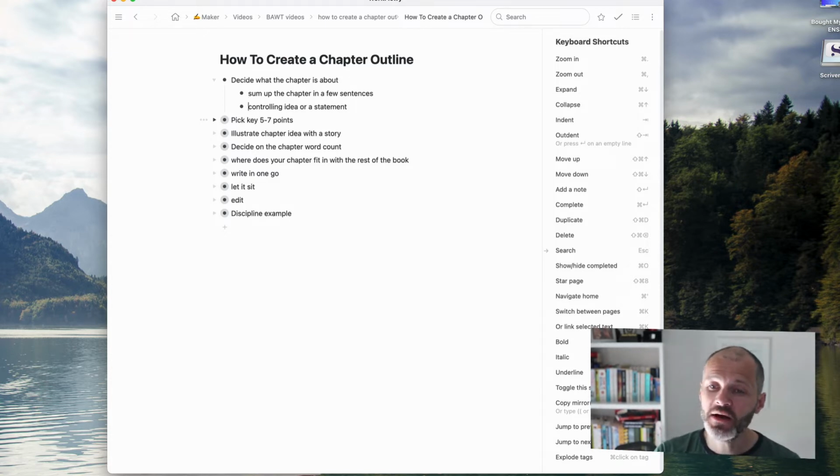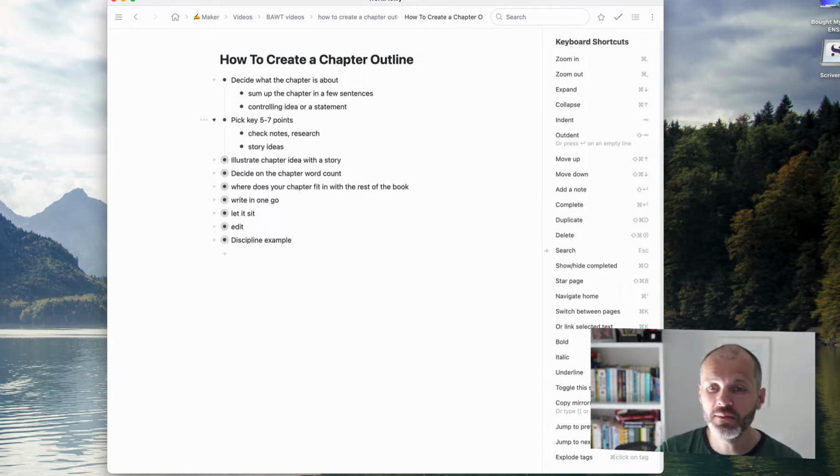Deciding what the chapter is about is also known as coming up with the controlling idea, or a statement, or a summary. And doing all of this will help you with your chapter outline. Next up, once you've understood what the chapter is about, I recommend picking 5 to 7 points that you want to hit in your chapter if it's non-fiction. So to do this, you're going to check your notes and research and think of the key ideas that you want to draw upon for your chapter outline.